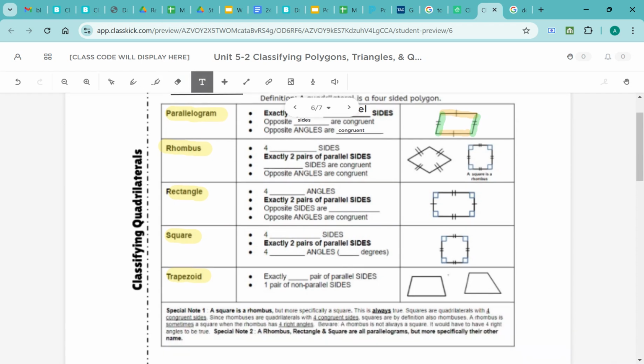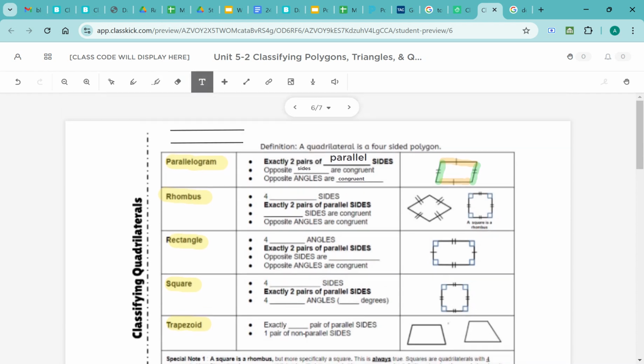Okay. Our next shape is a rhombus. So a rhombus has to have four congruent sides, meaning all sides are equal. It has to have two pairs of parallel sides, exactly two, not less or more. So the opposite sides are parallel. They'll keep going, they'll never touch.